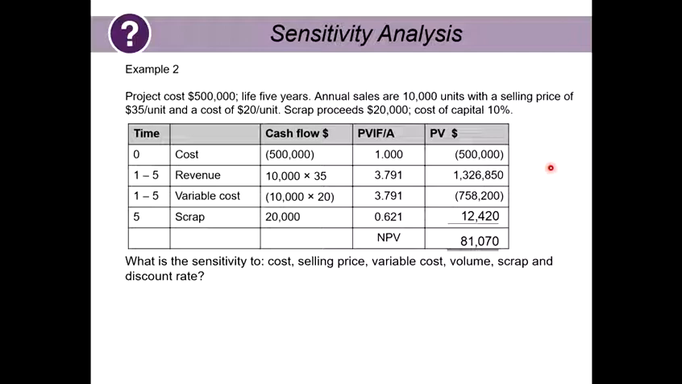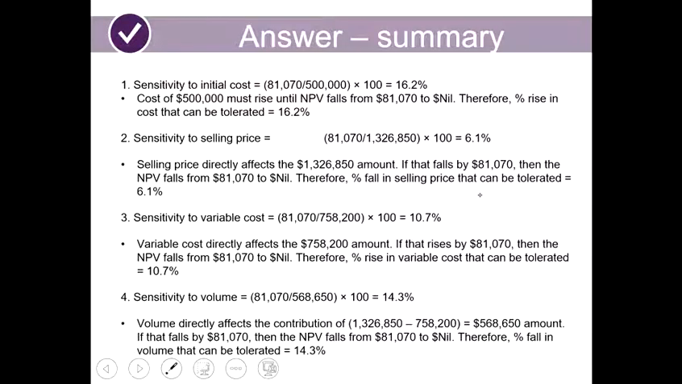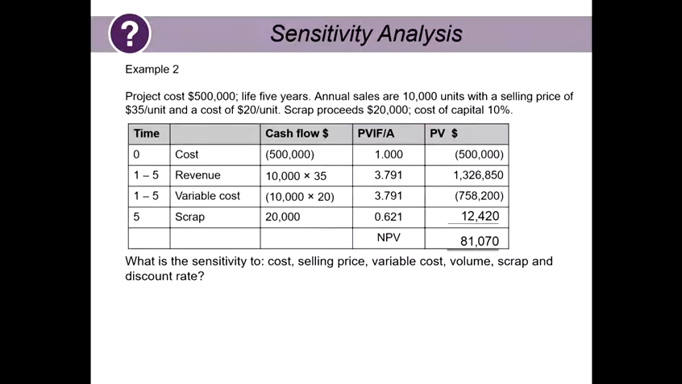And then untuk scrap pun sama. You ambil 81,070 bagi 12,420. Okay. So this is what you will get. Sensitivity to initial cost, you will get 16.2%. Untuk selling price, you akan dapat 6.1%. Untuk variable cost, you will get 10.7%. Untuk volume, you will get 14.3%.